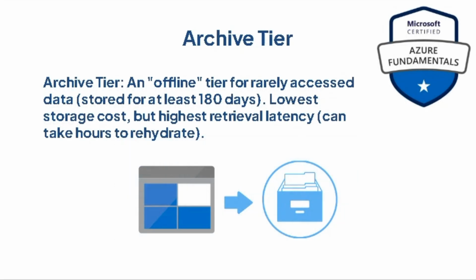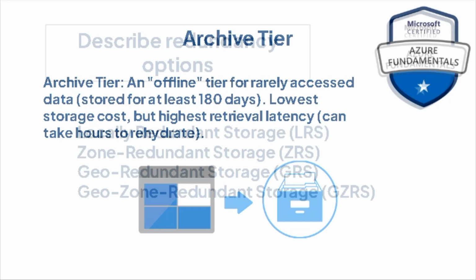The last storage tier is the archive tier. And this is an offline tier for early access data. It's stored for a minimum of 180 days. And this has the lowest storage cost, but it has the highest retrieval latency. It can take hours to rehydrate, and rehydration means that I'm going to be pulling the data back. So if you see the term rehydrate, it means that I'm pulling data back.